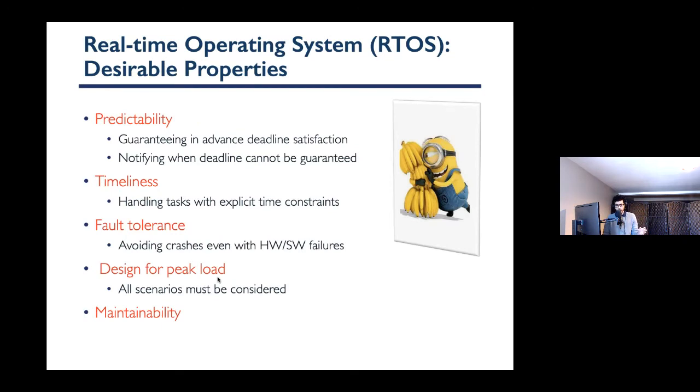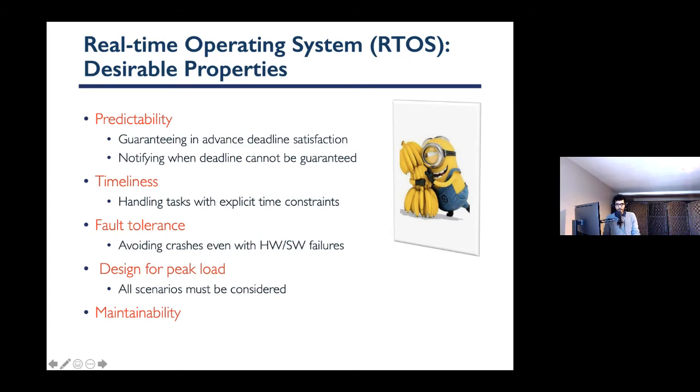Okay, so to dive into more details of all the things that I just mentioned, let's go through some desirable properties that a real-time operating system has to provide. Starting with predictability, which is what I talked about. Timeliness, again, we talked about. Fault tolerance is another aspect that is important, especially when you're talking about embedded systems. I mean, fault tolerance is important in any system, but usually real-time systems and embedded systems are designed for mission-critical systems, and fault tolerance is one of the most important aspects of the system.